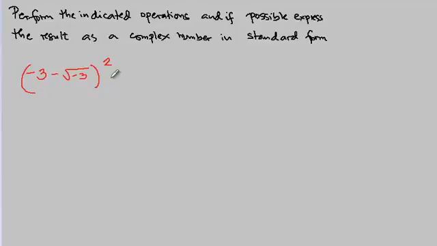Okay, we are asked to evaluate this one: negative 3 minus square root of negative 3, squared. I think it becomes easier when we first evaluate the square root of negative 3. What is that? Square root of negative 3 is simply equal to square root of 3 times negative 1, right?